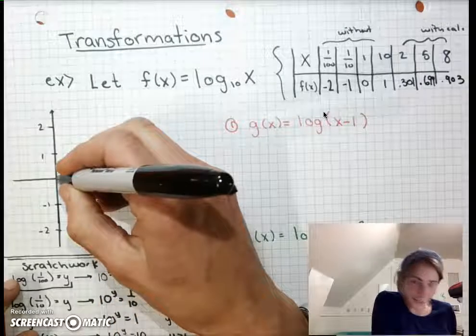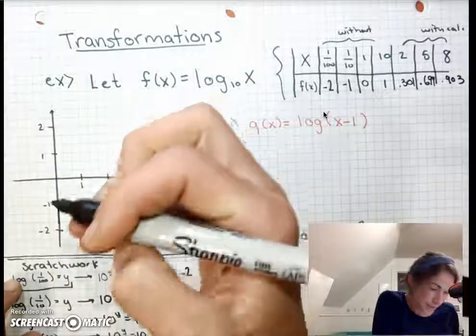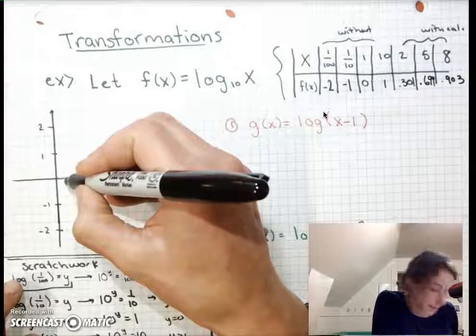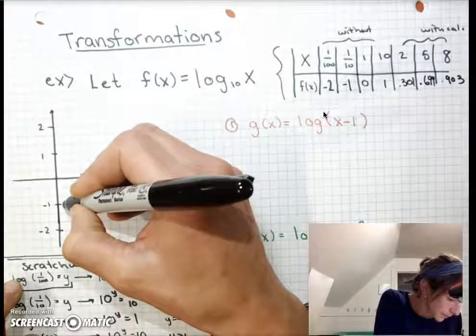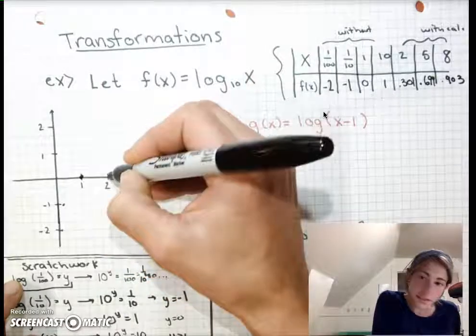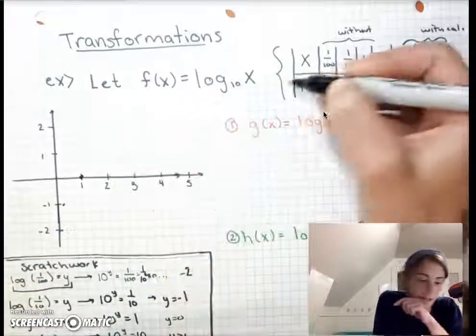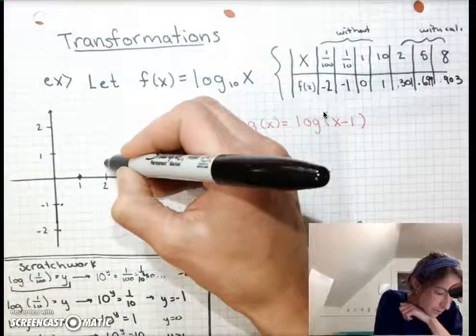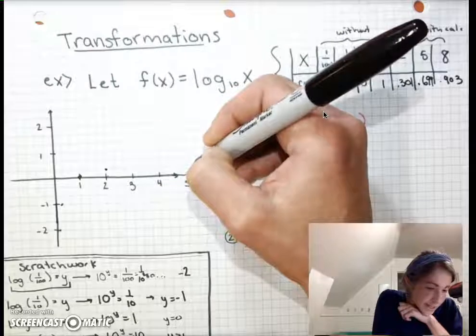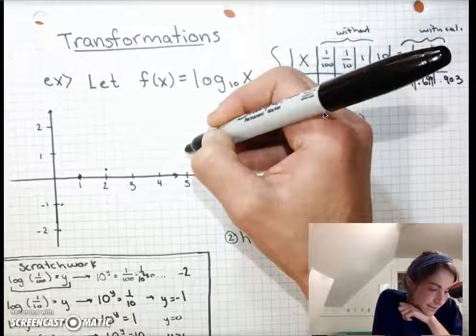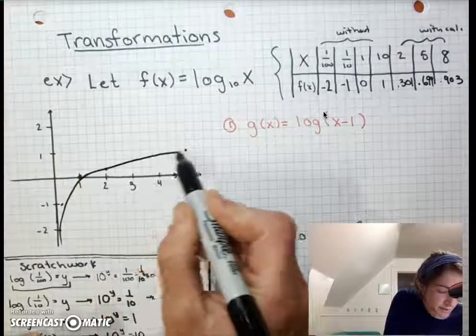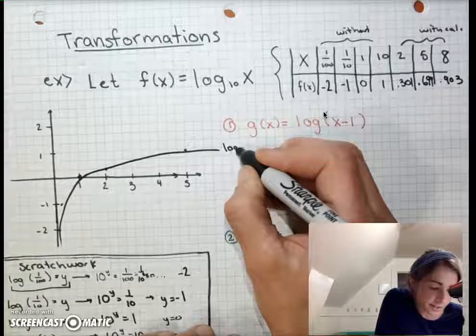So 1 over 100 for x is very, very small. So that's going to be around that point. 1/10 for x might be somewhere around here. That's negative 1. And then finally, when x is 1, I'm at 0. When x is 2, we saw here that we're at 0.301. So 0.3 is probably around here. When x is 5, my y value is around 0.9. So here's the graph of f, something like that. This is log of x.